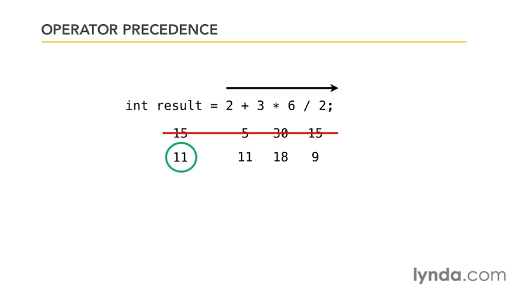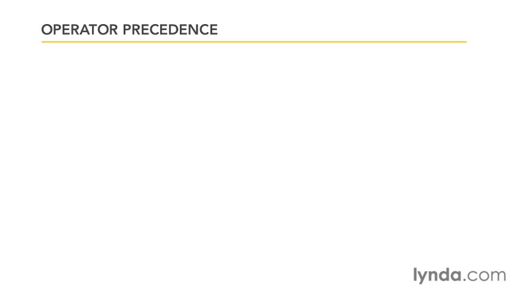Now, you can change the order of precedence by using parentheses. So if we put parentheses around the 2 and the 3, then things would execute in the order that you thought they would. In this case, the 2 plus 3 would be executed first because it's in parentheses. Then times 6 is 30, divided by 2 is 15. So the answer in that case would be 15. So how do you know which operators come first? Well, let's take a look.